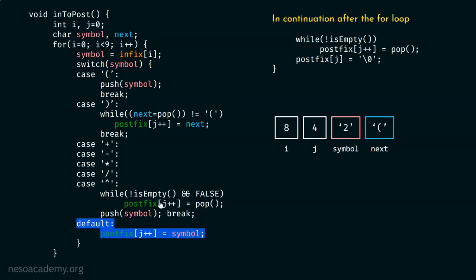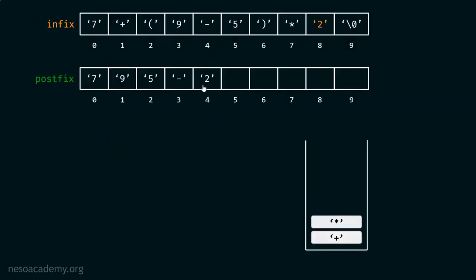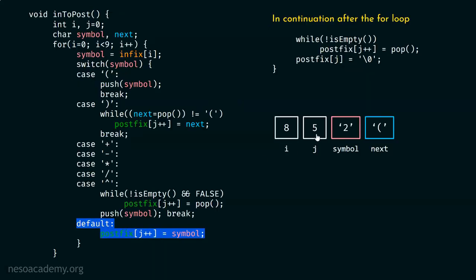We know that this is an operand, so default case will be evaluated. This means that we will put this symbol inside postfix of j++. We know this will get replaced by 4, and this means postfix of 4 will hold this character. You can see this over here. Postfix of 4 is holding this character. Then after this, j will get incremented by 1, right? Now after this, of course, i will get incremented by 1. This becomes 9. Now 9 is not less than 9, right? This condition is not satisfied. We are done with the traversal, isn't that so? 9 is not less than 9. So this becomes false. We'll get outside of this for loop, and this means we'll get to this point.